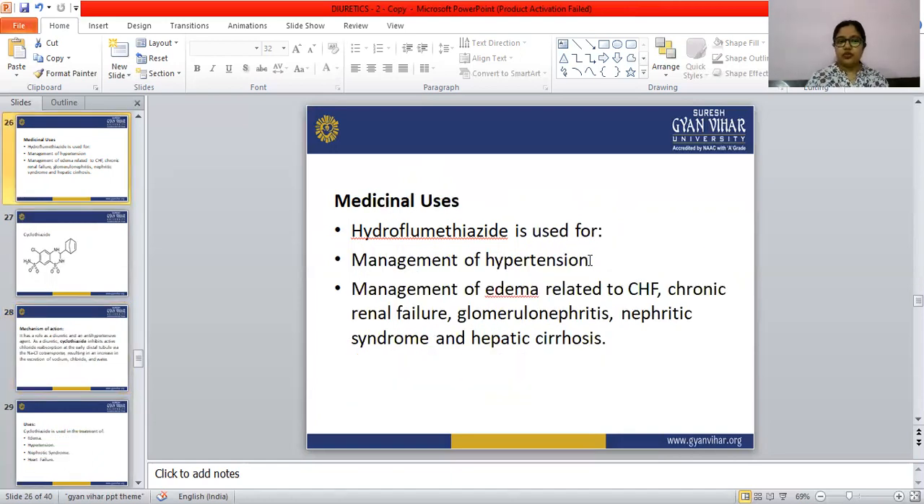The medicinal uses of hydroflumethiazide: this is used in the management of hypertension and in the treatment of edema associated with CHF, congestive heart failure, chronic renal failure, glomerulonephritis, nephritic syndrome, and hepatic cirrhosis. So this drug is used in these diseases.